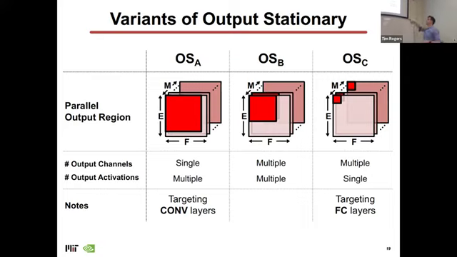And then finally, if you've got fully connected layers, you don't slide the filter across, so you don't end up with the sharing across the activation that you do when you have a convolution. So it's more like a single output element is mapped to multiple output channels, because there's no need to slide it across like you do in convolutions. Depending on what layer you're mapping to these output stationary accelerators, you'll choose different strategies on how to partition this.